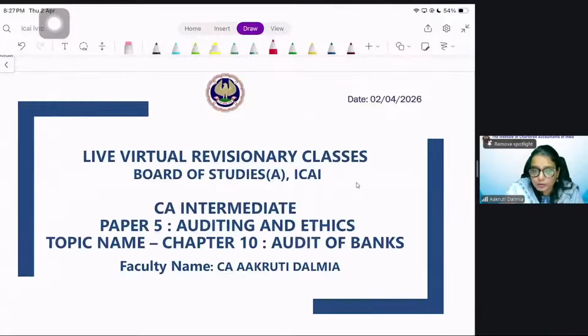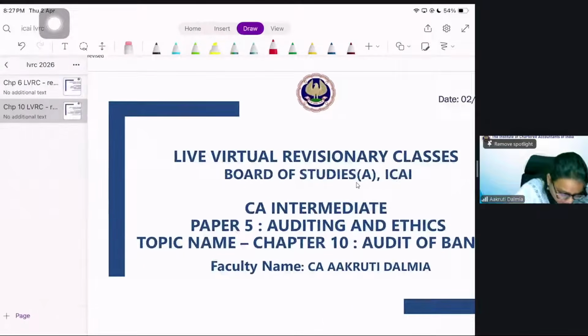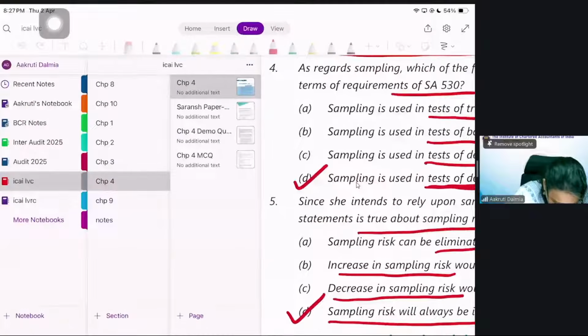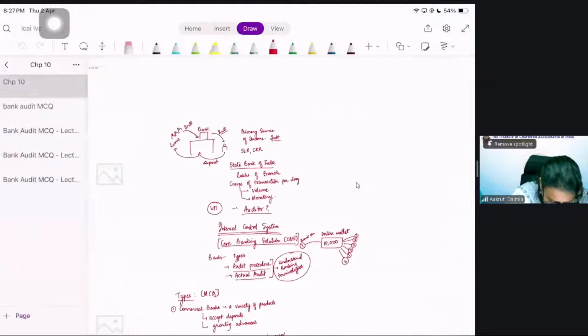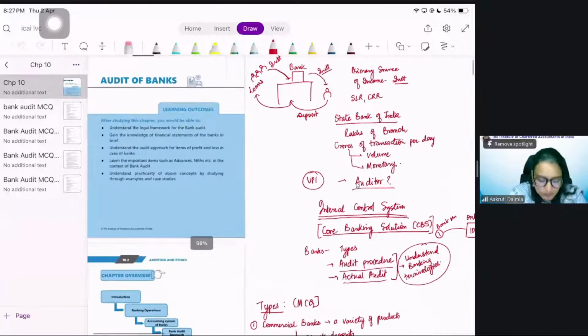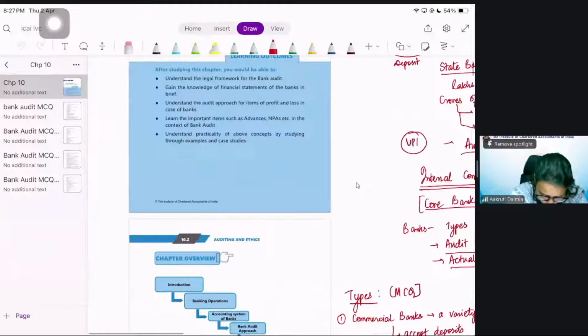I hope you understood. Ma'am, explain reversal of income, point C, point D. In book, are you talking about book? Give me 1 second. Can you tell me page number, Astha? Okay, 10.4.